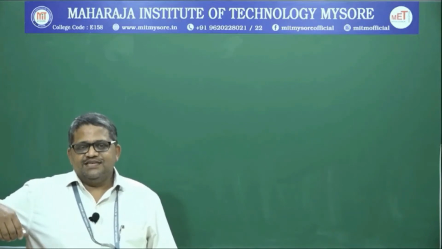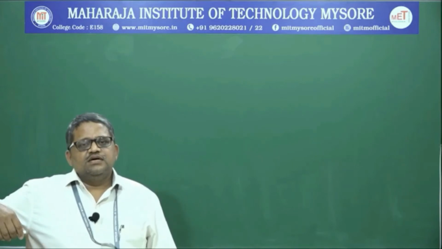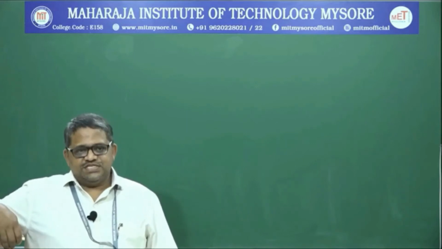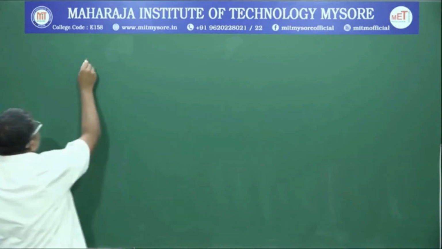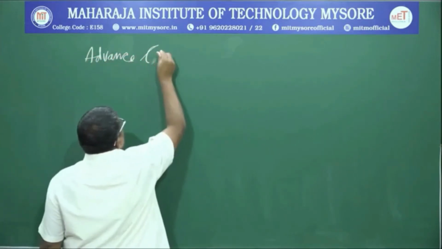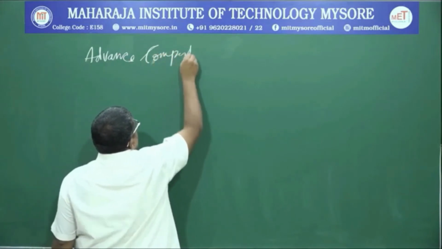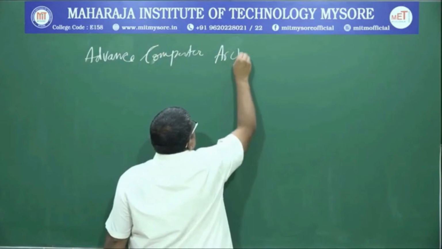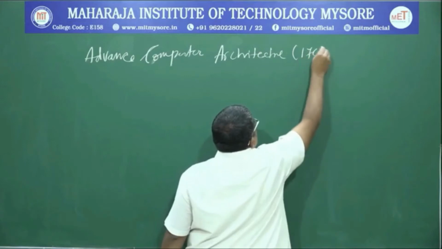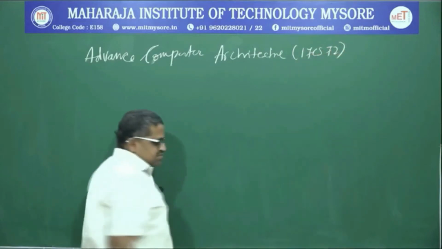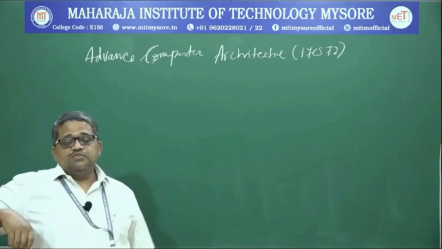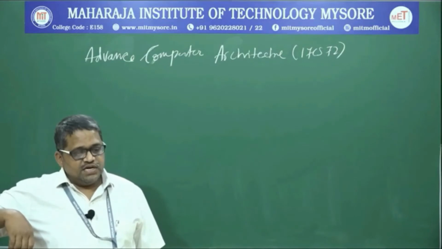I have been allocated a subject called Advanced Computer Architecture. I am going to teach you this subject, or this course, throughout this semester. Let me write the title of the subject, Advanced Computer Architecture. The subject code is 17CS72. Don't worry about the subject code, we will deal with it later.